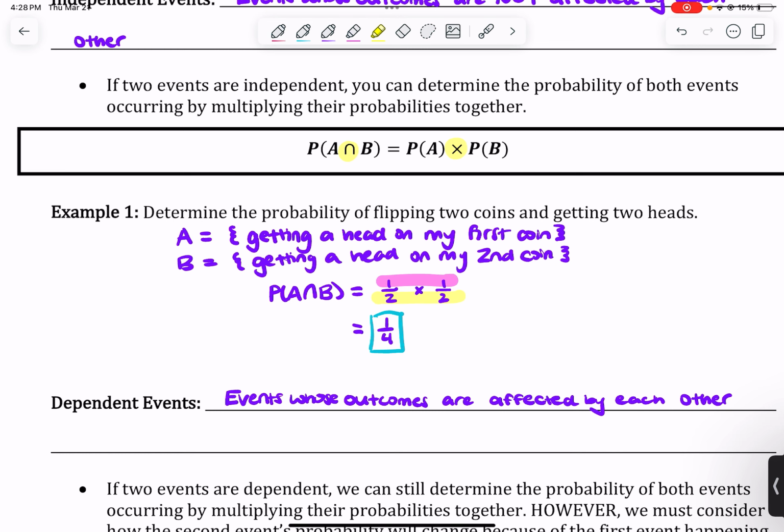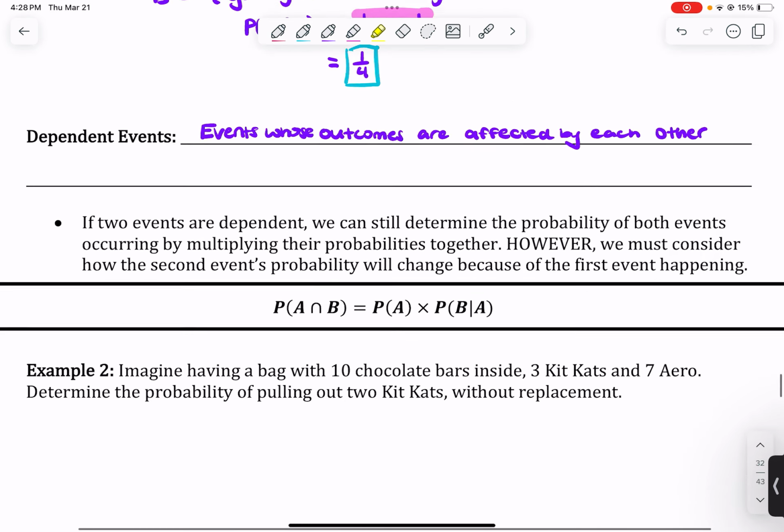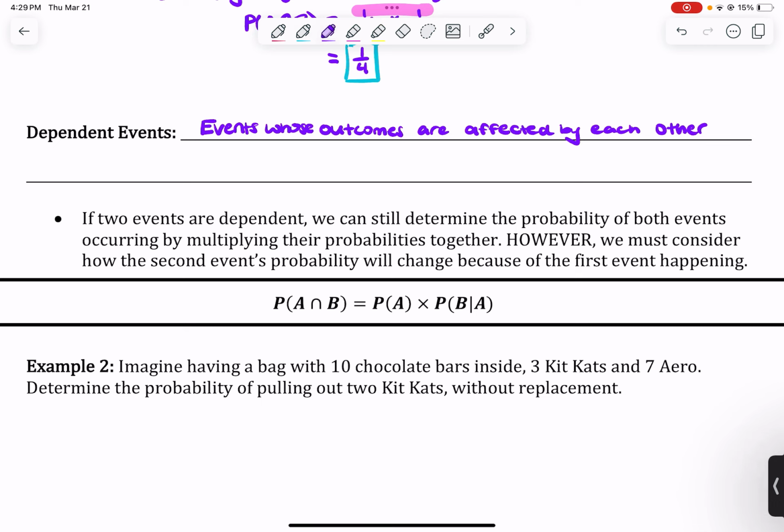Okay, that's independent events. We also have dependent events. Dependent events are two or more events whose outcomes are affected by each other. So an example can be like, let's say I am pulling out socks from my drawer. They're unmatched. They're just completely loose in there. And I want to figure out the probability of pulling out a white sock first and then a white sock second, because I want to aim for a match here.